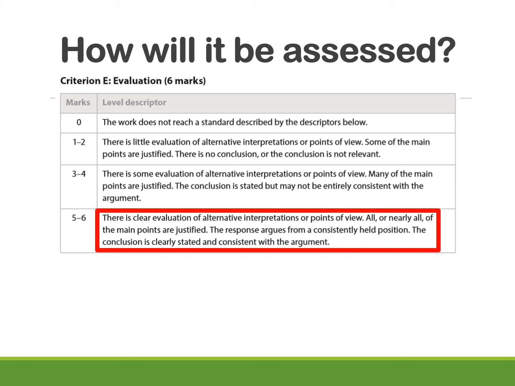The response argues from a consistently held position. So when you, as a writer, are saying, well, this is what I think, you're arguing from that point of view. You're not saying, well, this is what I think, however, I actually think this. I could think this, and I could think that. That doesn't seem very structured. It doesn't seem very clear. If you have done your analysis properly, you should be able to go, okay, well, after my analysis, this is what I think, and this is why I think it. Okay, so that's your evaluation part.